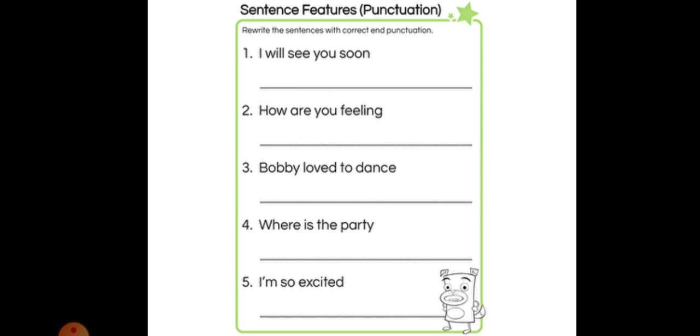Where is the party? The question is being asked, so at the end of the sentence we are going to put a question mark. I'm so excited. Someone is telling that they are excited and they are talking about it in excitement. And I told you, whenever the sentence talks or expresses excitement or disappointment, in that case we put exclamation mark.